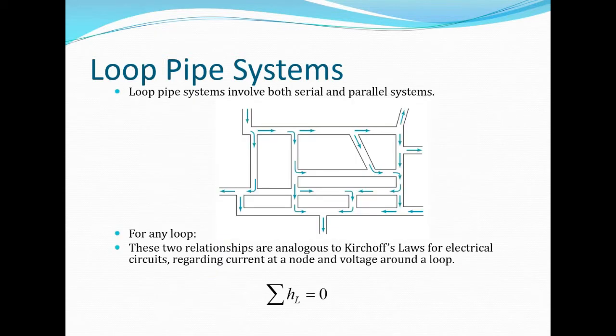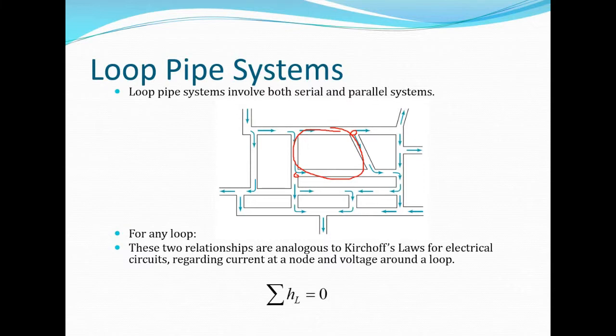So for pipe loop systems, it involves both serial and parallel systems. So you get the nodes. There's lots of nodes here. Here's a node right here. Here's another node right here. So at those nodes, remember the flow in is equal to the flow out. And there's also these loops. So we've got these loops going on, and loops are important too. You can look at the head loss across those loops.